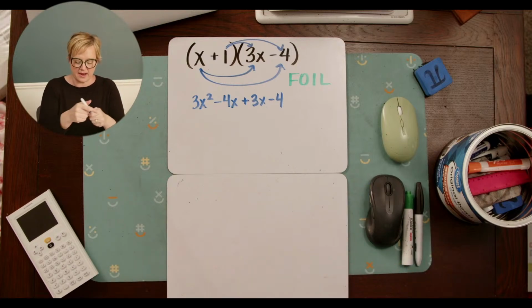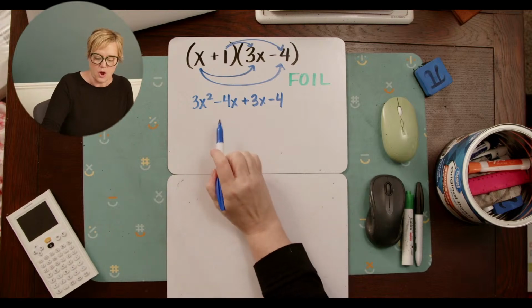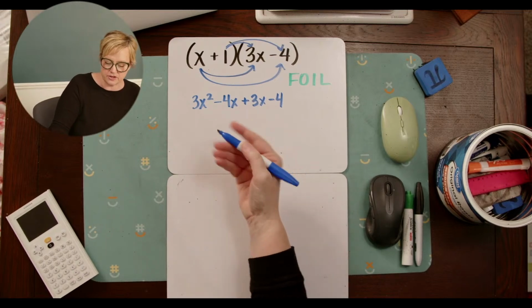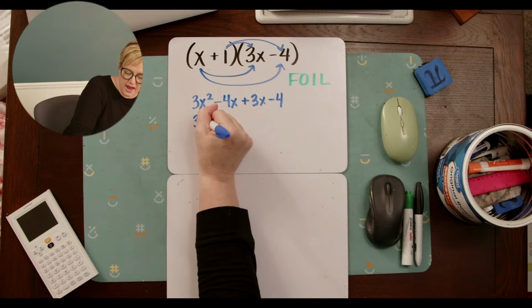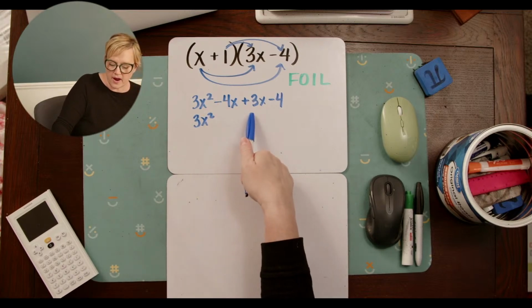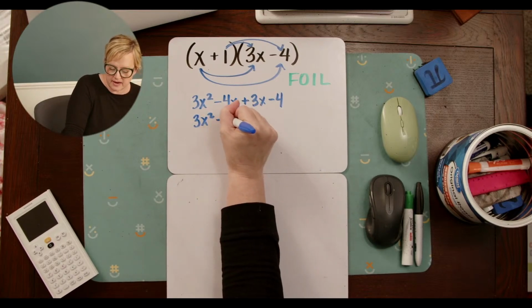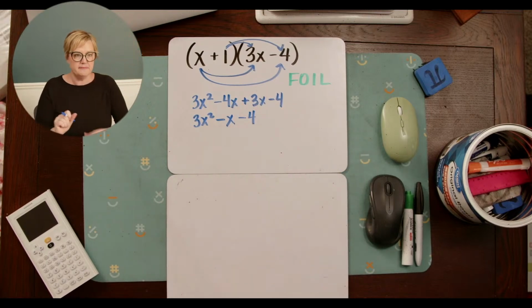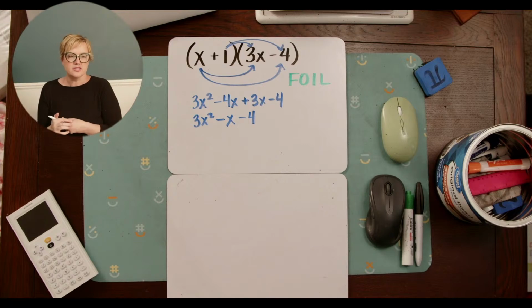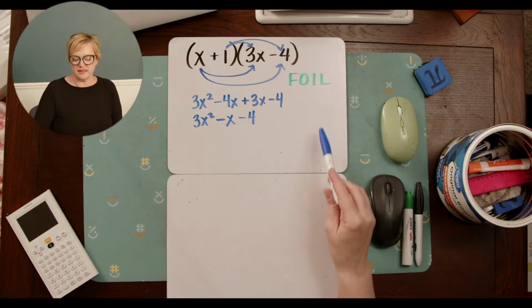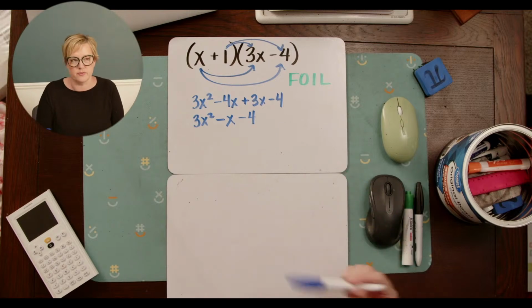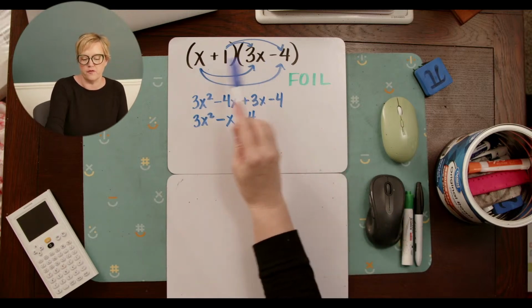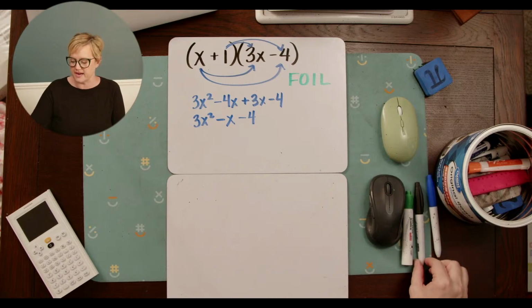Now, one more thing that I forgot to do was that now I would combine these like terms, right? So I would have 3x squared, negative 4x plus 3x gives me negative 1x, and then I would have minus 4, okay? So this is a trick. This isn't the concept, right? This is just a trick for remembering how to multiply everything together.